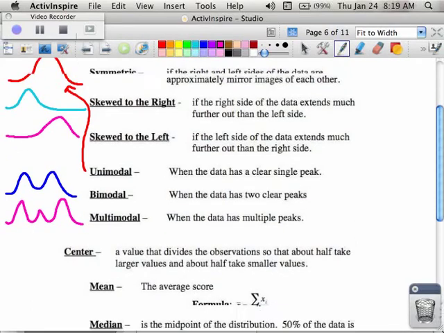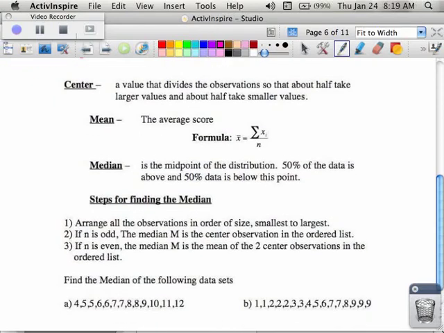Okay, so center, you probably talked about a lot in some of your past classes. It's a value that divides the observations so that half are larger and half are smaller. And so 2 of the main ways that we talk about it are the mean, which is the average, and then there's also the median, which is the exact middle. So mean and median. And the normal way to talk about the mean is with this thing we call x bar. And you might not recall what some of these symbols mean.